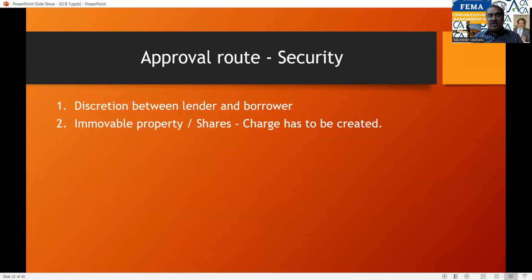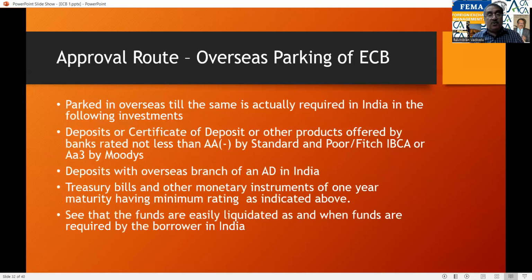And as usual, security is the discussion between the borrower and lender. They have to mutually agree what are the securities they have to offer. And in case of immovable property, the charge has to be created before the registrar, and shares, the charge has to be created before SEBI. And this is the way in which you can take the security under the approval route.